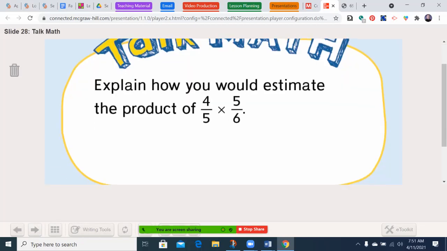Our talk math: how would I estimate the product of 4/5 times 5/6? Well, I would picture the number line. 4/5 is pretty close to 1. 5/6 is pretty close to 1. So 1 times 1 is, you guessed it, 1.